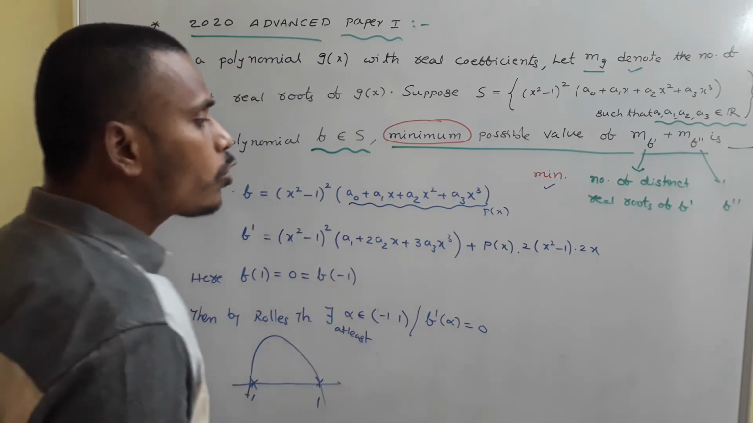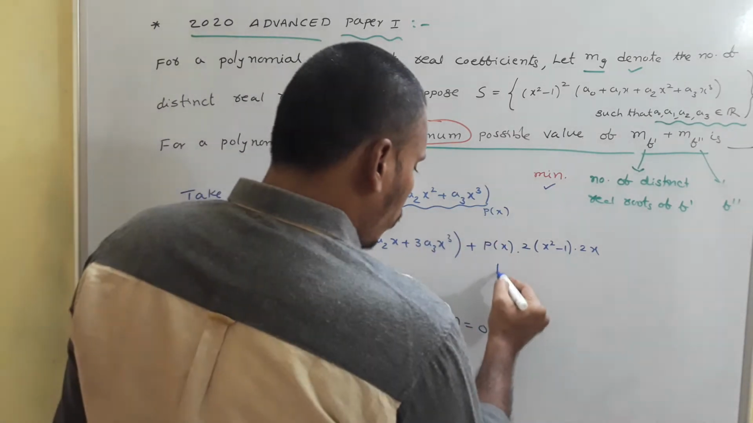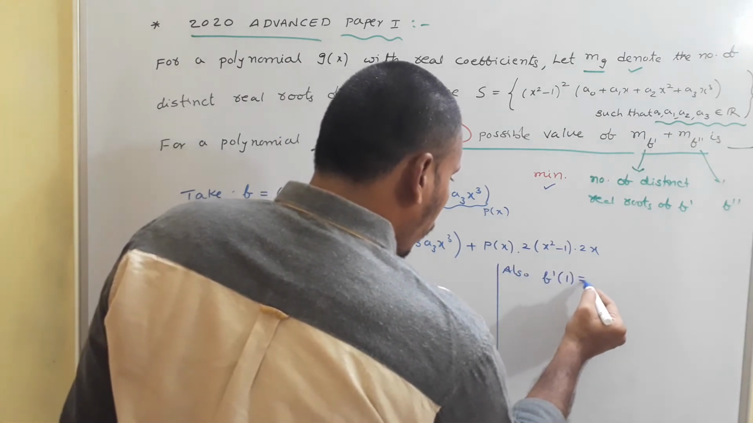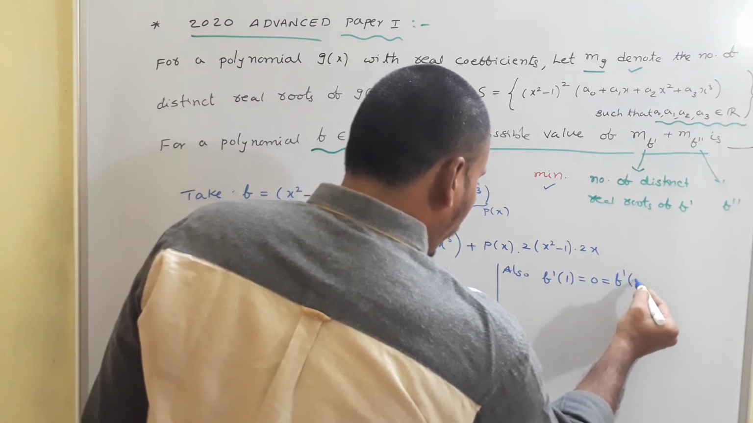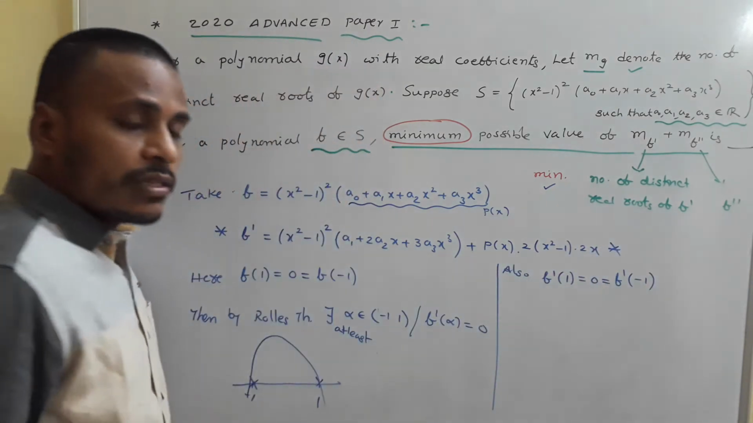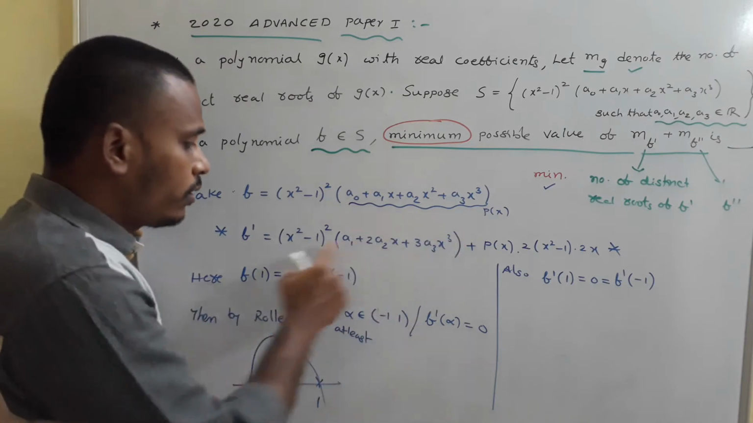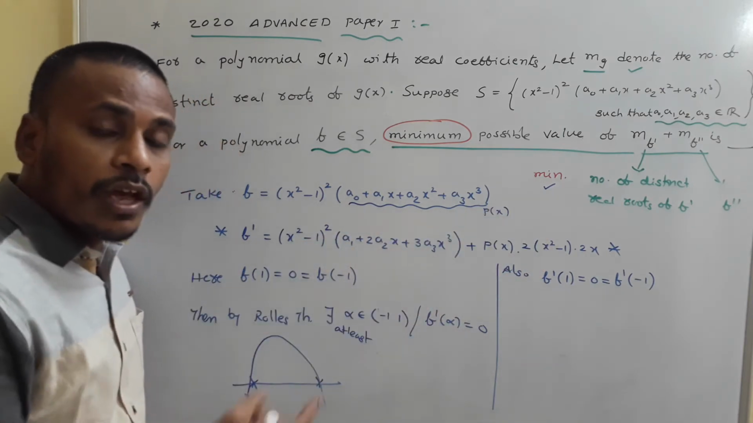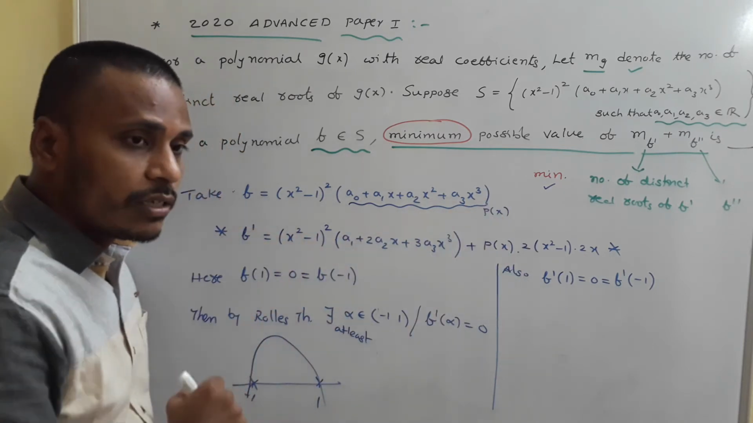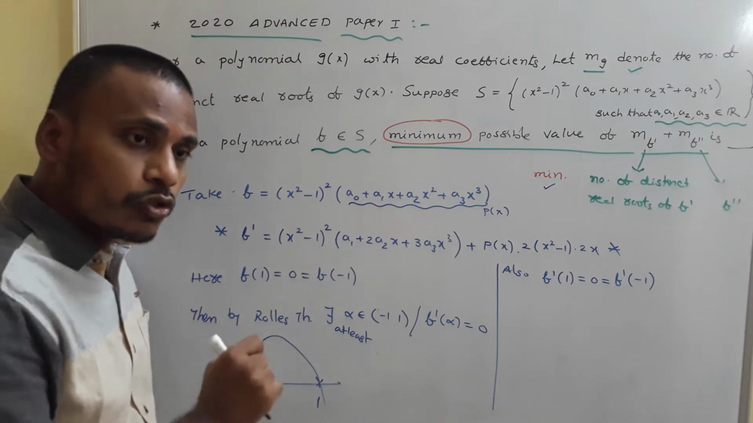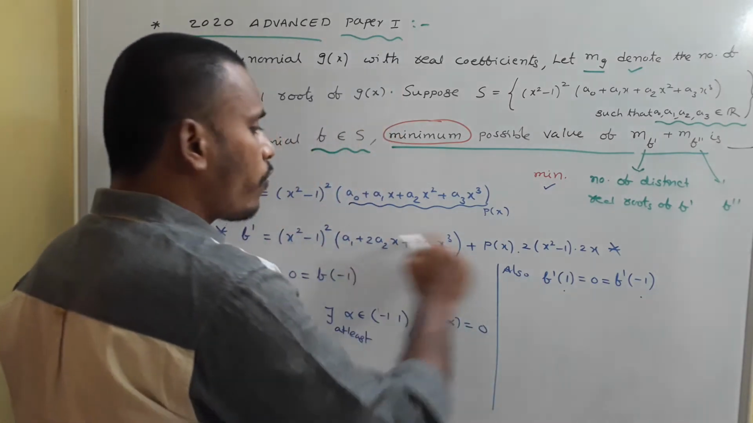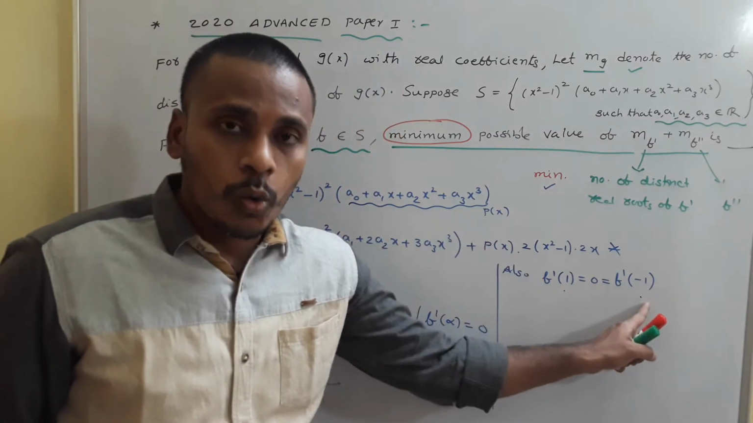Also, when you observe here, f dash of 1 equals 0 equals f dash of minus 1. See, this is f dash. When you replace x with 1, this is 0, this is 0, so everything is 0. When you replace x with minus 1, this is 0, this is 0, so everything is 0. So f dash of 1 equals 0, f dash of minus 1 equals 0. That means clearly 1 and minus 1 are roots of f dash.